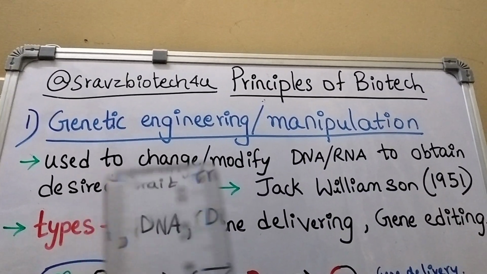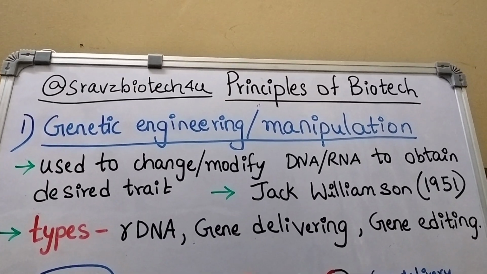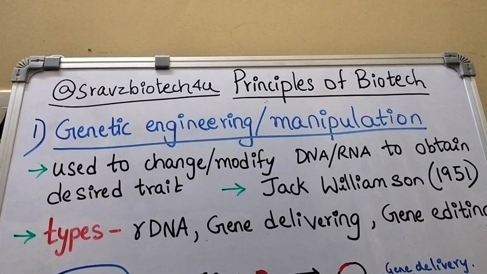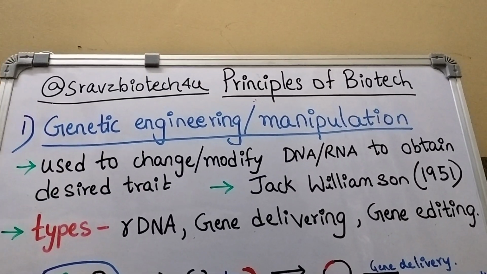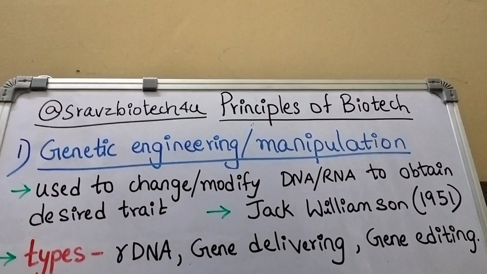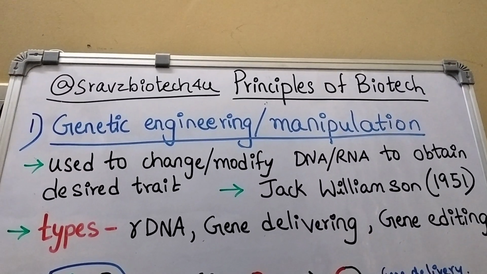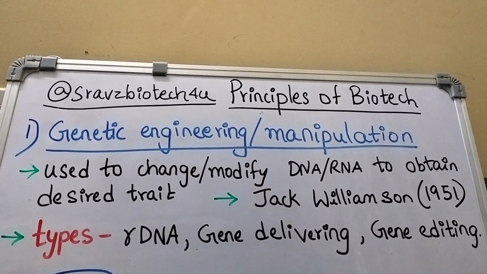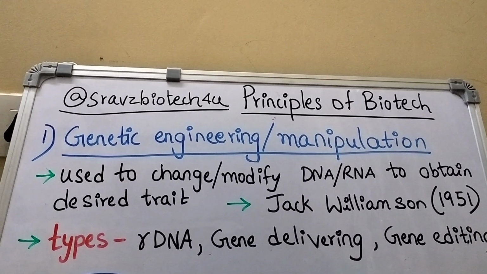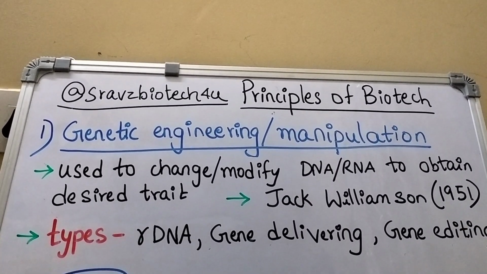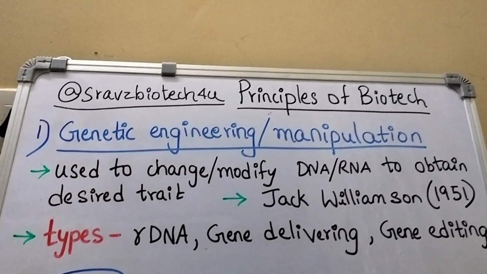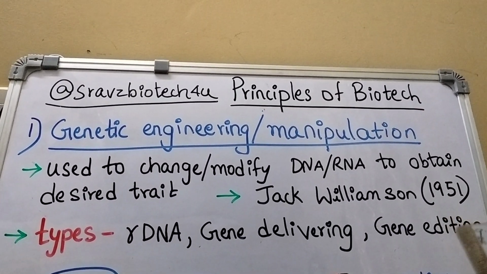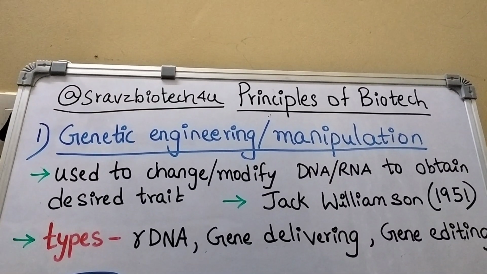It is the technique used to change or modify DNA or RNA in order to obtain a desired trait. It is the molecular genetic technique used for the direct manipulation, alteration, or modification of the genome of an organism in order to manipulate the phenotypes. The term genetic engineering was coined by Jack Williamson in the year 1951.